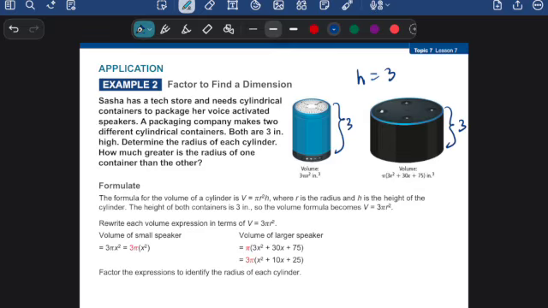Determine the radius, so we don't know the radius of either. How much greater is the radius of one container than the other? But we do know the volume of each. Notice the volume for the second one is factored. They pulled out a pi.